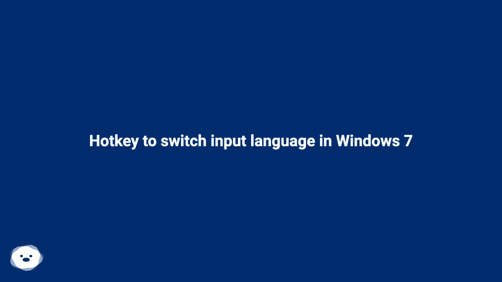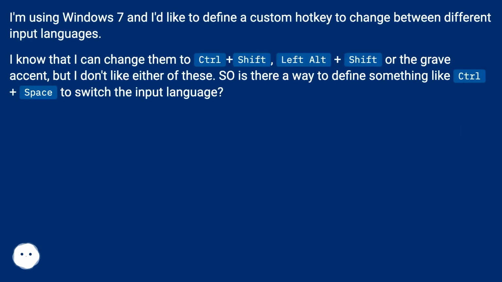Hotkey to switch input language in Windows 7. I'm using Windows 7 and I'd like to define a custom hotkey to change between different input languages. I know that I can change them to Control plus Shift, Left Alt plus Shift, or the grave accent, but I don't like either of these. So is there a way to define something like Control plus Space to switch the input language?